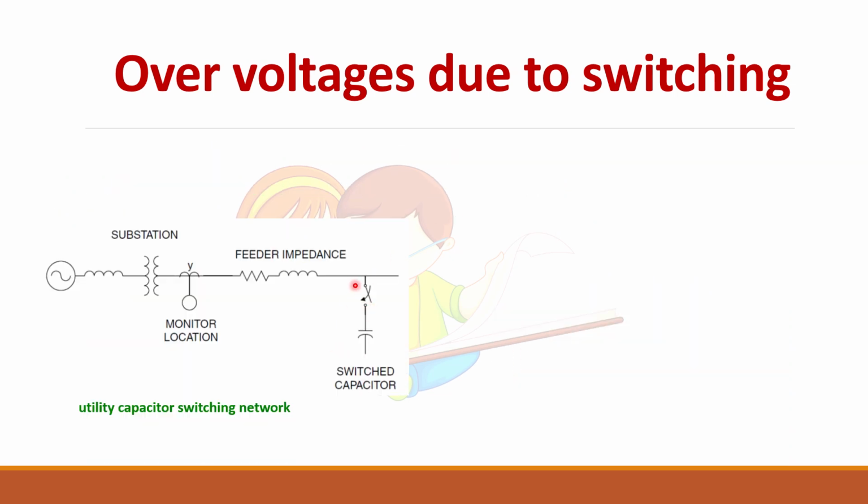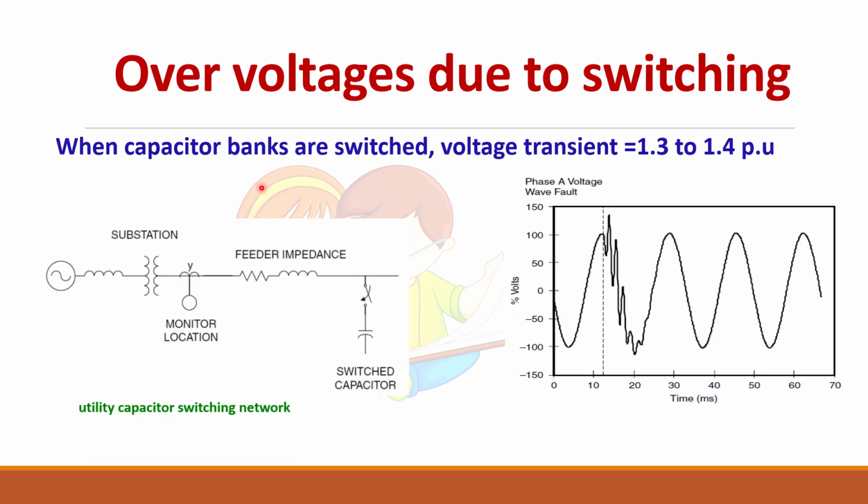So here you can see that a capacitor is switched to the utility line, and every time when capacitor banks are switched, voltage transient of 1.3 to 1.4 per unit can be created. So you can see here, due to the capacitor switching, we are getting these types of transients.